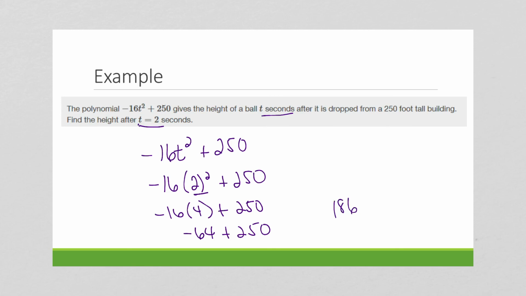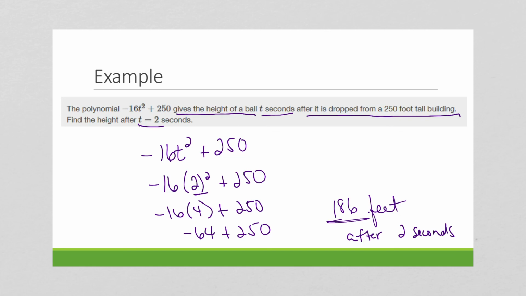186. What though? What does this mean? 186 what? It says it gives the height of a ball after it's dropped from a 250-foot tall building. So 186 feet after 2 seconds. So think about the ball is dropped from 250 feet, after 2 seconds it is then at 186 feet.